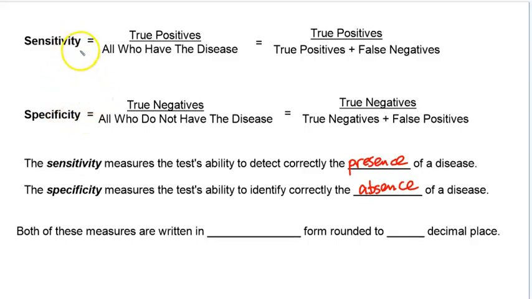And we have two mathematical formulas to calculate each of these situations. Sensitivity is the true positives over all the people who have the disease, that would be the true positives and the false negatives. And to calculate specificity, we would take the true negatives over all the people who do not have the disease. When we calculate these measures, they're written in percent form, and we're going to round them to 1 decimal place. That'll be consistent throughout all the problems in today's assignment.